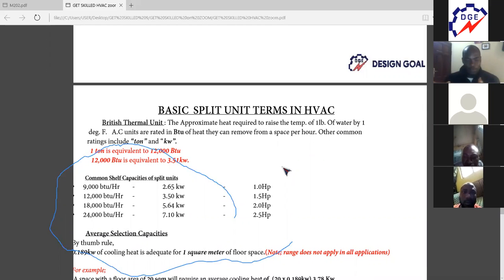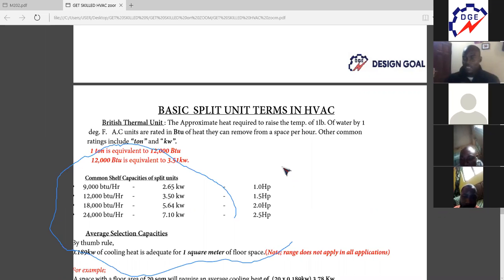I was out to pick up an AC unit some time ago, and I asked the guy selling, I said, I want a 3.5 kilowatt unit. The guy was confused. He was basically confused because what he's used to is either 1 horsepower or 2 horsepower or 1.5 horsepower and the rest of it. That's what they know. That's what they understand. But for engineers, we usually do not apply the horsepower in terms of cooling.